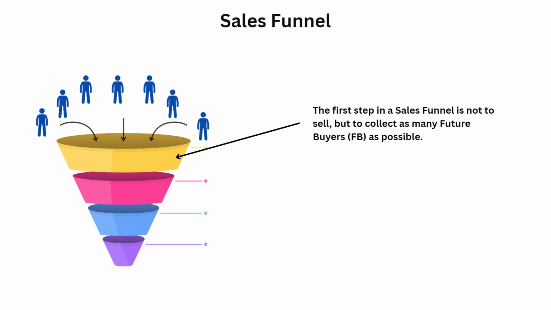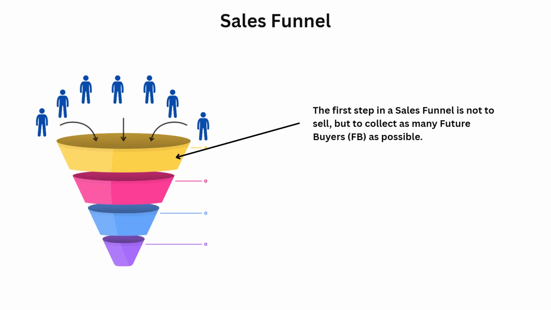A sales funnel has multiple steps, and the first step is not to sell, that's actually the last step. The first step in any decent social media sales funnel is to collect as many leads as possible. People like John, those who are going to buy later. The most effective way to do that is with video ads.